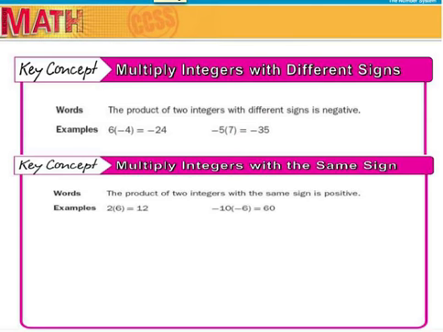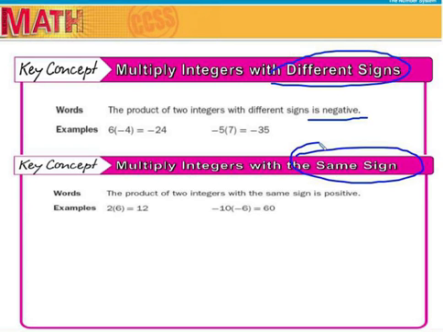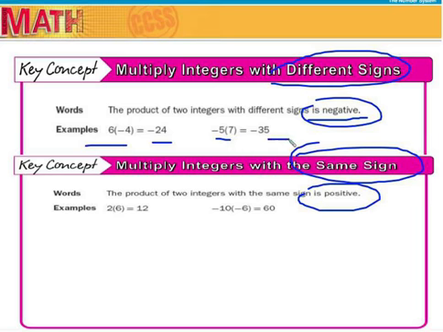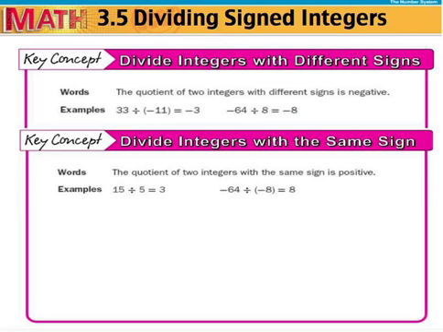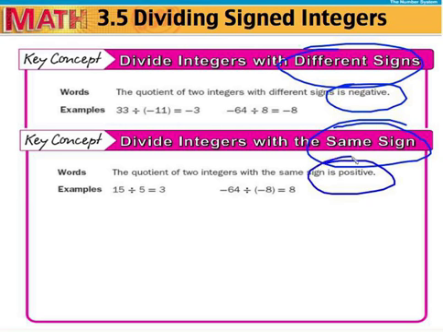Now, when you're multiplying integers with different signs, the answer is going to be negative. When you're multiplying integers with the same sign, the answer is going to be positive. So it's a pretty straightforward two-part rule. Different signs produce negative answers. Same signs produce positive answers. Now it's the same for division. Different signs produce negative answers. Same signs produce positive answers. Okay? And we have our examples here that we can look at.